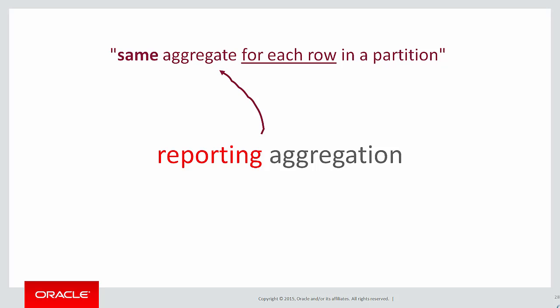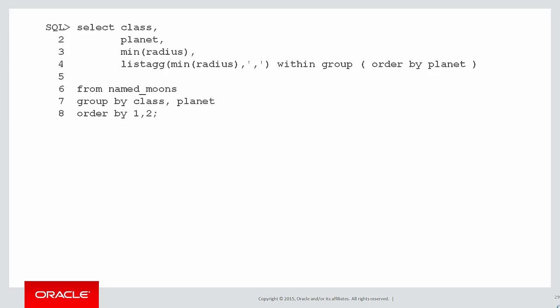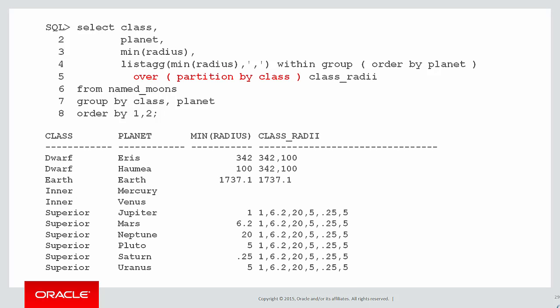Now, if we want to compare each minimum radius to all the other minimum radiuses across rows, that's the same as a reporting aggregation. So here's our original query with just a standard LISTAGG. We can actually add analytic syntax to LISTAGG. I'm doing over partition by class. There's no order by within the over section of the analytic function, which means it's a reporting aggregation. So we can see for each planet, we have the minimum radius, but the actual LISTAGG result is a LISTAGG of those minimum radiuses. It's a reporting aggregation across rows.